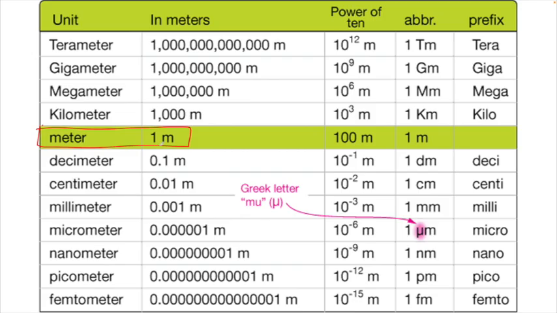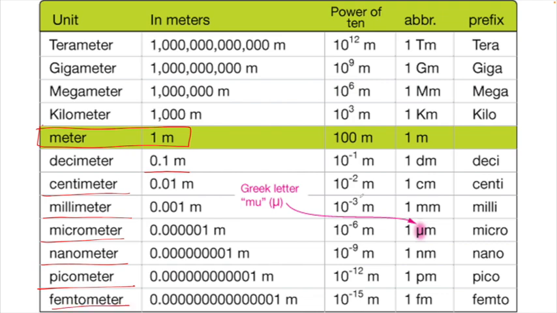Divide a meter into 10 parts, that is a decimeter. Then you divide a meter into 100 parts, then you get a centimeter. Then you divide it by 1000 parts, you get a millimeter. Then divide the millimeter by 1000 parts, you get a micrometer. Then divide the micrometer by 1000 parts, you get a nanometer. Divide even the nanometer by 1000 parts, you get a picometer. And you divide the picometer by 1000, you get a femtometer.